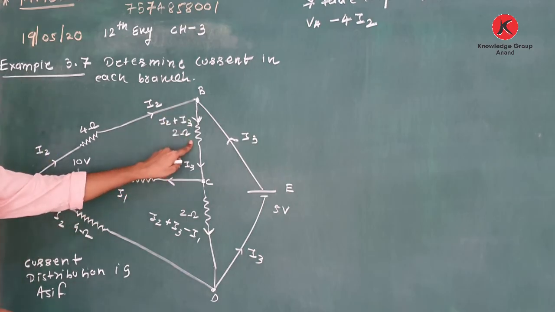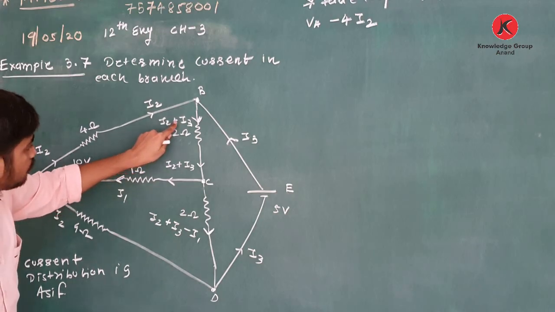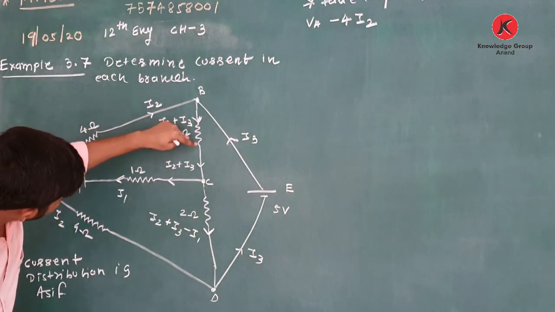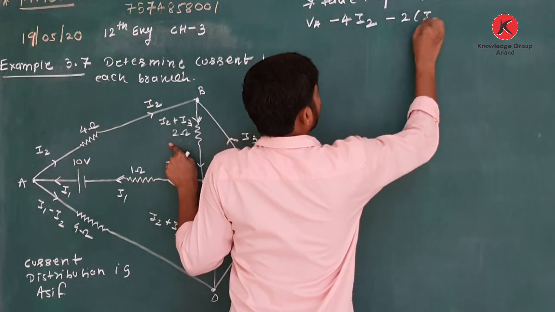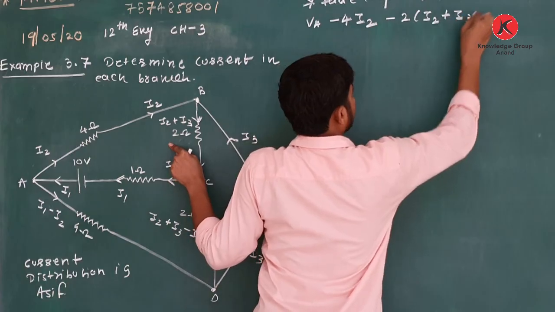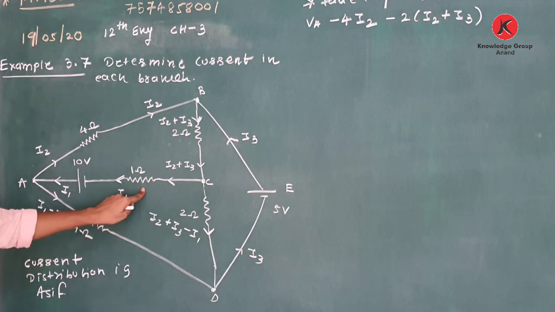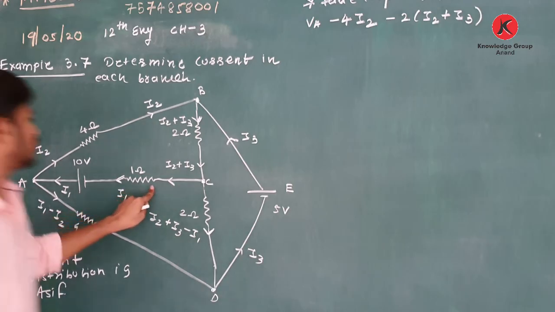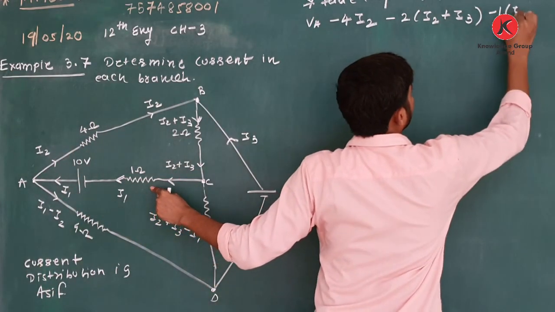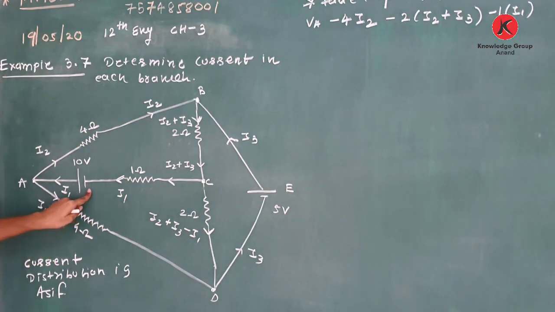Then this resistance: now we are moving from B to C. This resistance is 2 ohm, and the current flowing through it is I2 plus I3. Again, we are moving in the direction of current, so it is minus 2 times (I2 plus I3). Then this resistance from C to A: the resistance is 1 ohm, the current is I1. We are moving in the direction of current, so it is minus 1 times I1. Clear about this? Then it is a cell of EMF 10 volt. We are moving from the negative terminal to the positive terminal.